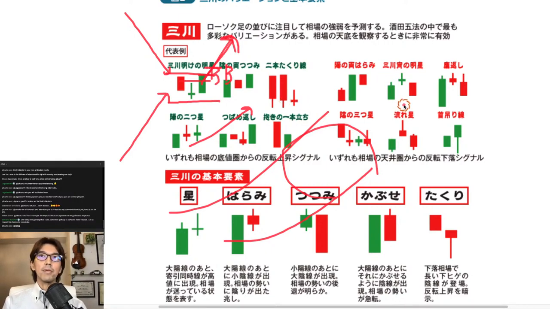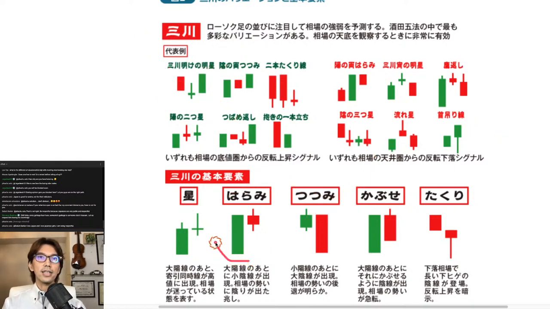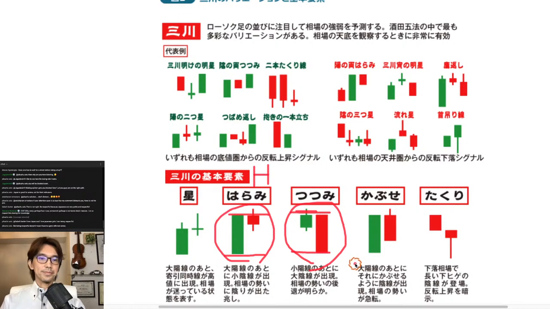And the opposite way is actually this one. These are the engulfing patterns. Engulfing patterns are like this, and this is called harami. The previous candle is engulfing the future candles. This is called harami, and tsutsumi is the opposite way: the next candle is engulfing the previous candle. This is called tsutsumi in Japanese.